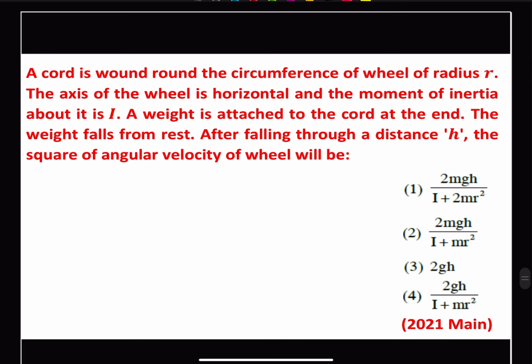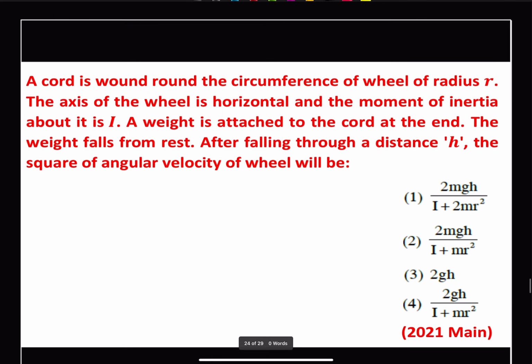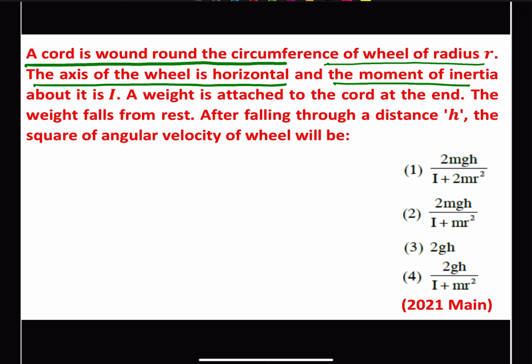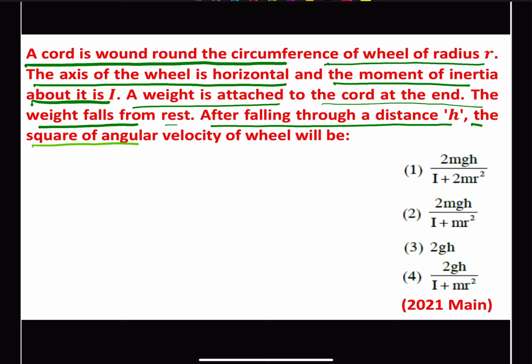It states that a cord is wound around the circumference of a wheel of radius small r. The axis of the wheel is horizontal and the moment of inertia about it is I. A weight is attached to the cord at the end. The weight falls from rest. After falling through a distance h, the square of the angular velocity of the wheel will be.